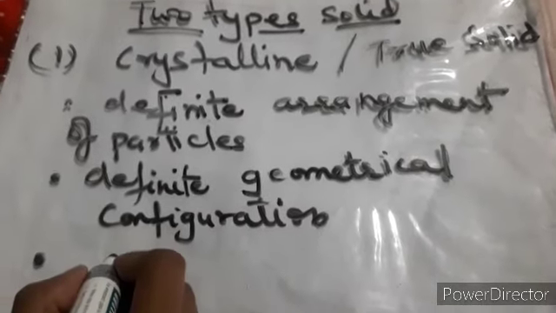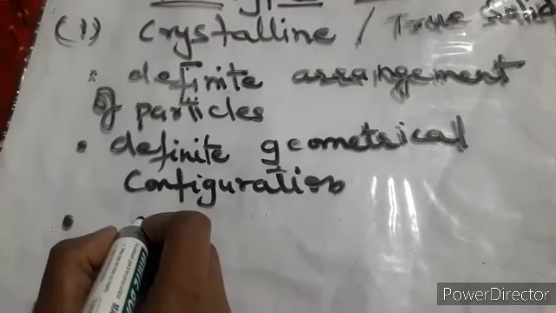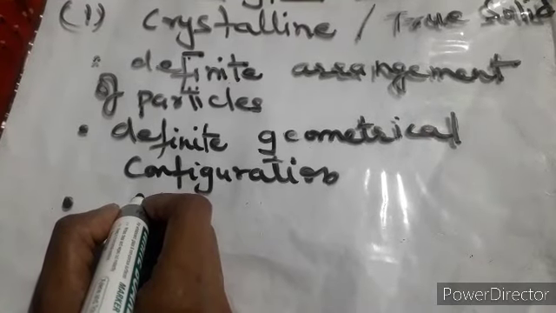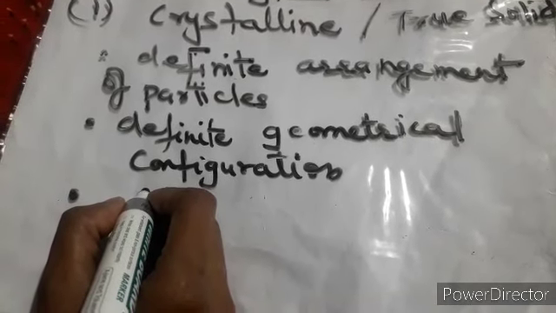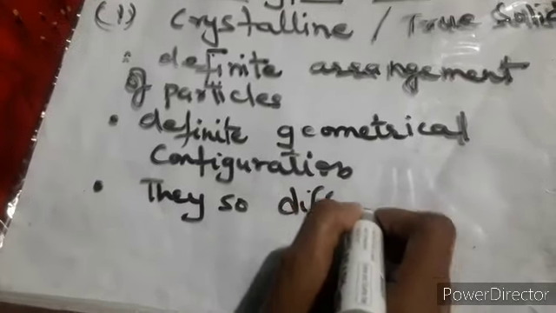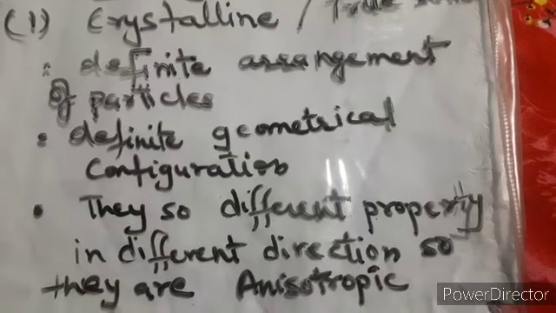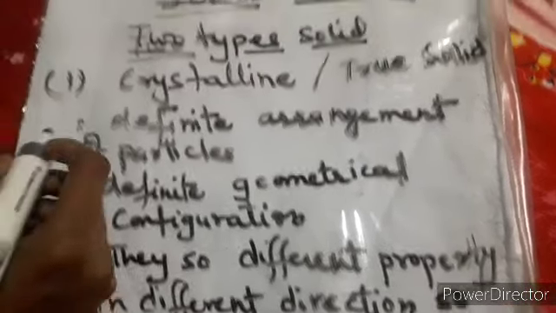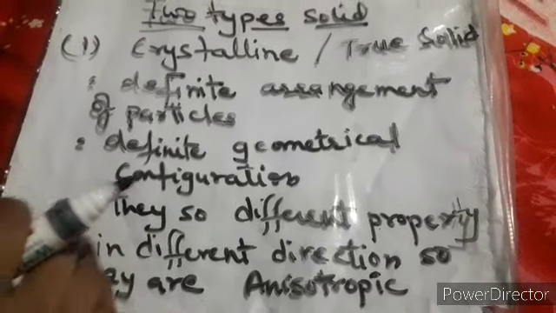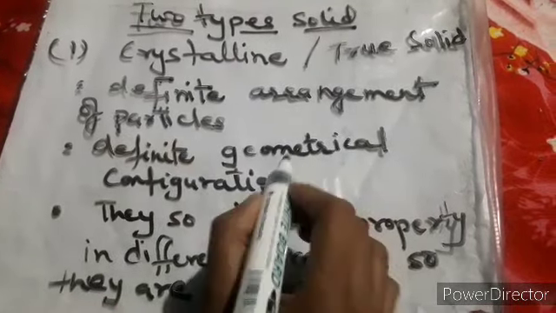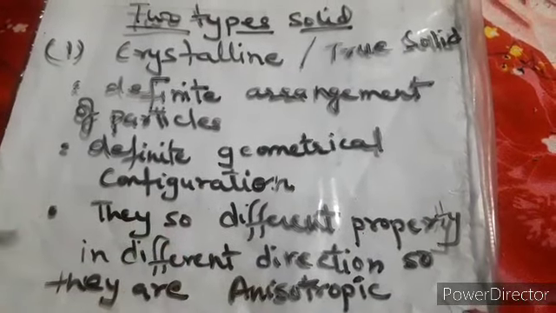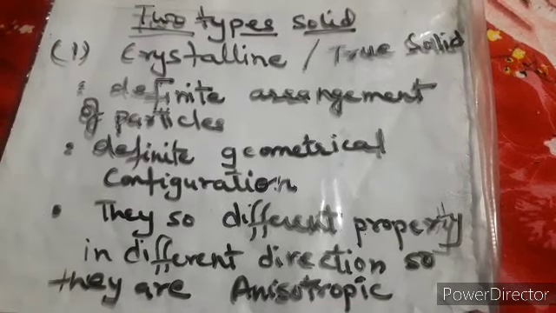We'll focus on these points. They show different properties in different directions, so they are called anisotropic. These are the 3 points which I have written. I'll explain the other points also, but first we have to focus on what the points I have written mean. You can copy these points, and we'll see with the help of examples.